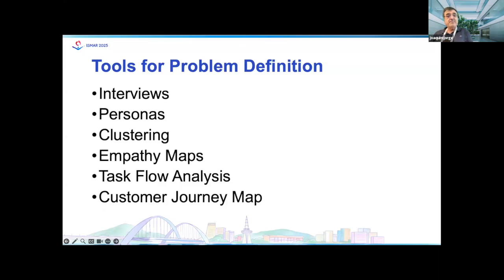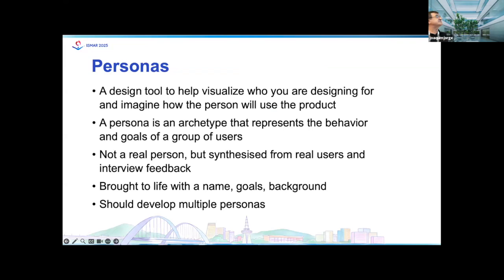Clustering, developing empathy maps, task flow analysis, and you can develop a map of how the customer will interact with your product. So a persona is essentially a design tool to help visualize who you are designing for and imagine how the person will use the product. For instance, suppose you want to enhance the design of the buying experience at the supermarket. You could design the persona for the typical buyer, how they go about the shelves and interact with the products and product information. So the persona is an archetype that represents the behavior and goals of a group of users.